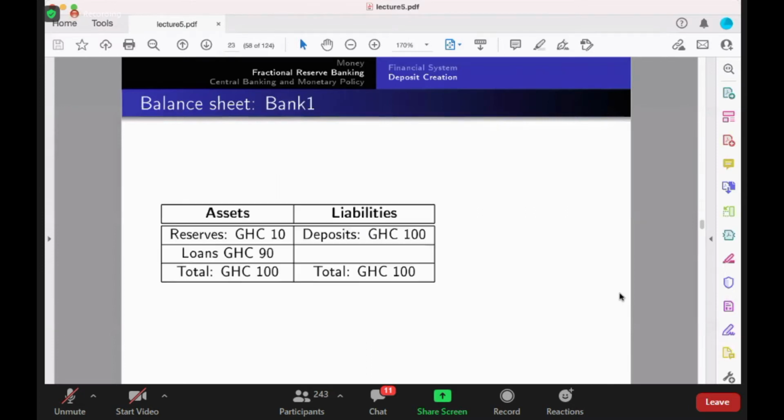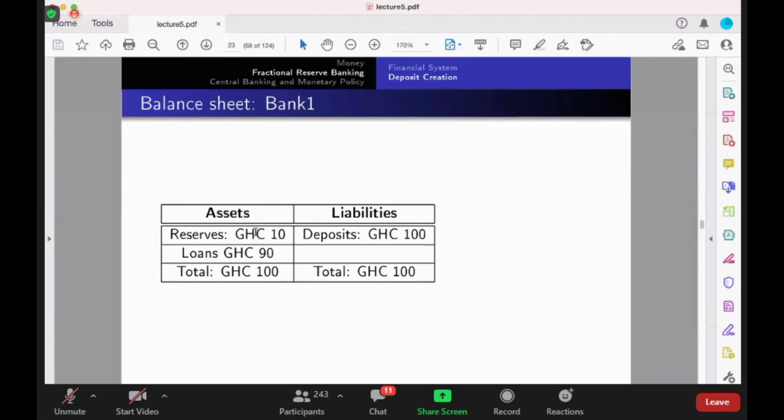So this is typically how the balance sheet of Bank One will look. Don't forget, Bank One took a deposit from a client, and it is recorded as one of their liabilities. Now, by law, they are supposed to keep a certain fraction. That is the required reserve ratio, and it is assumed to be 10%. So 10% of the 100 is 10 cedis. What is left? And we are saying that the reserve does not earn any interest.